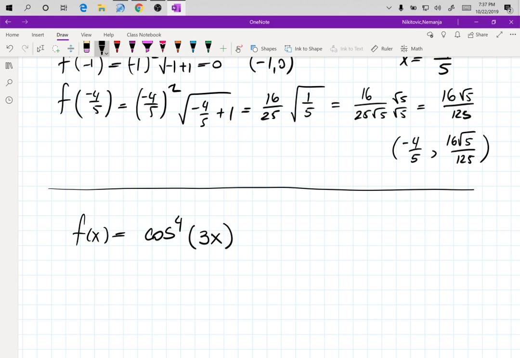Dang, this was a good exam question. I wasted it. Change the power to 24.